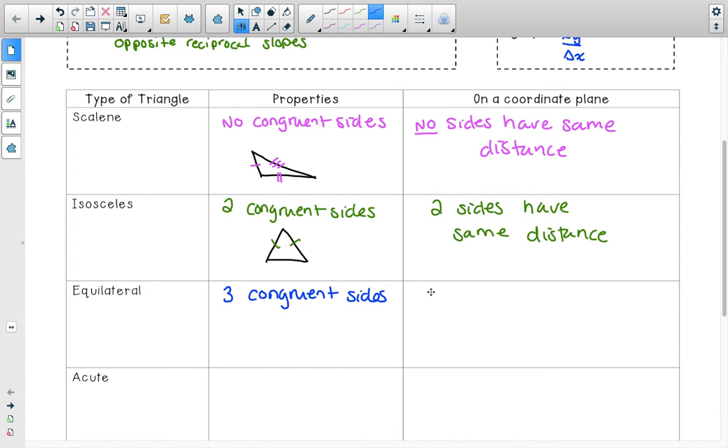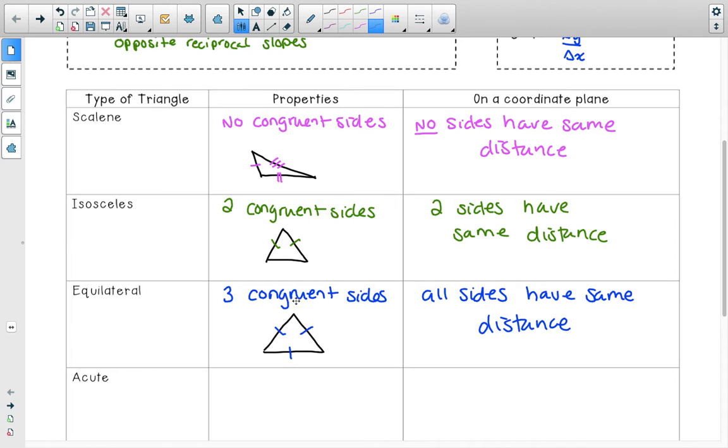That means that all sides in a coordinate plane have the same distance. So this would be an equilateral triangle by showing that all 3 sides have tick marks, or all 3 sides have the same distance. Now, some important information about the angles in a triangle.